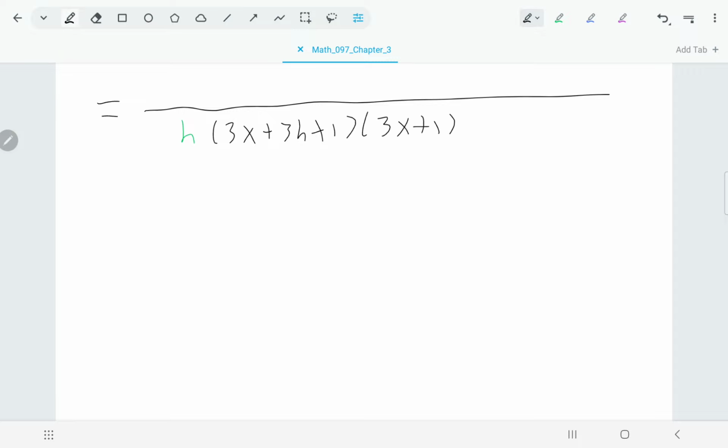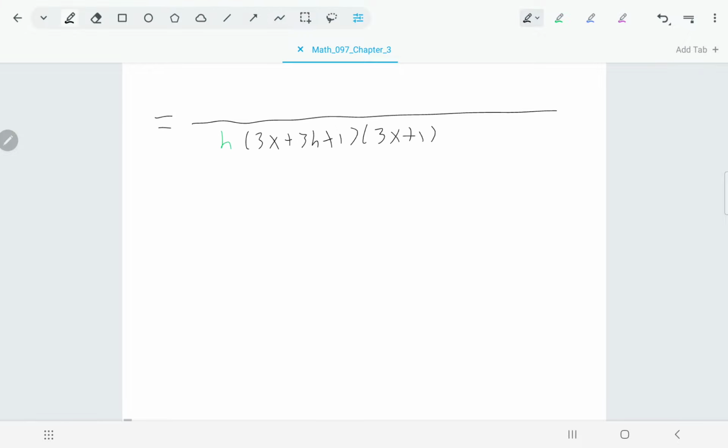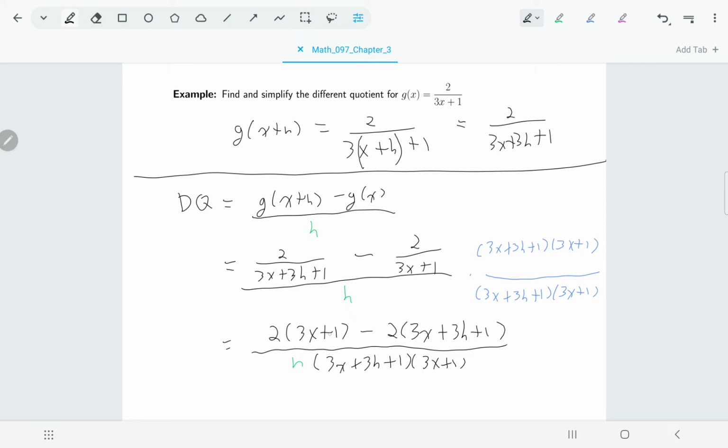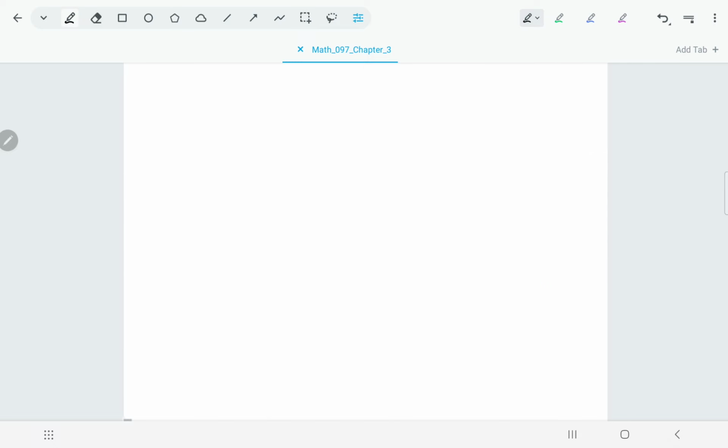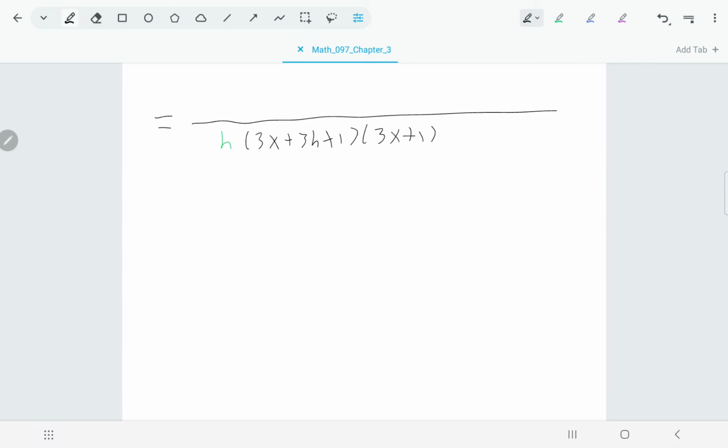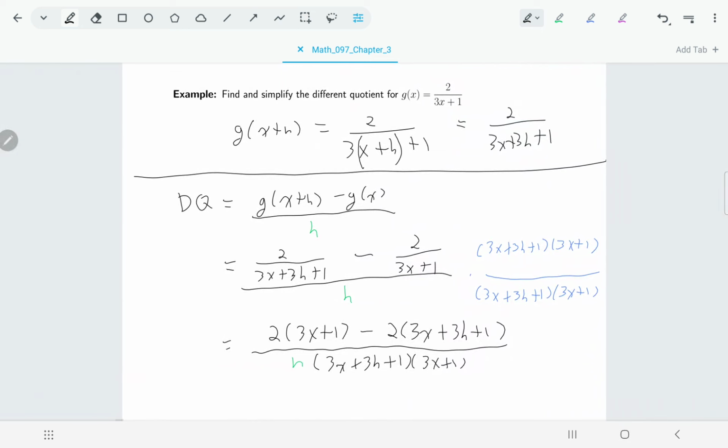And on the top, I'm going to expand, and I have to be a little careful when I expand. So for the very first one, on the left side, we have 2 times 3x plus 1, which when I expand it gives me 6x plus 2. Where I need to be careful is for this second bracket. Keep in mind that when we're multiplying the 2 into the bracket, it's not really 2, it's negative 2. So we'll have a minus 6x, a minus 6h, and a minus 2.